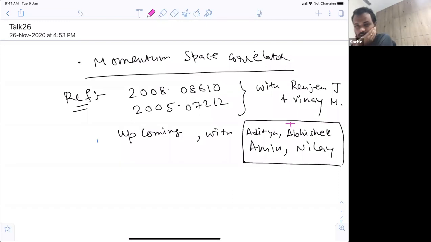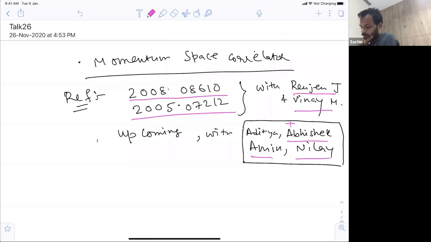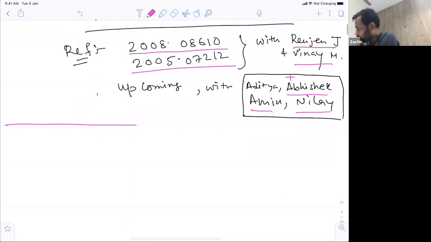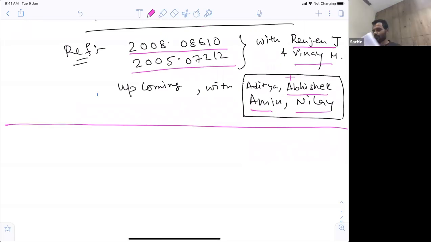Okay, so I'll be talking about momentum space correlation functions, and the main two references are these two, which I wrote with Ranjan and Binay, and there's an upcoming paper which will be up in a couple of weeks, maybe 2-3 weeks, with Aditya, a fifth year undergrad student here, Abhishek, a PhD student, Amin, who is here, and Nilay. So let me start briefly with motivation, and then I'll go on to a little detail. Please feel free to stop whenever you have any questions, okay?